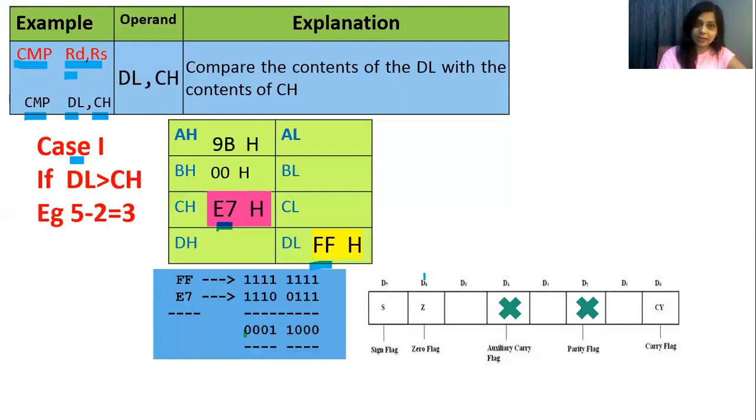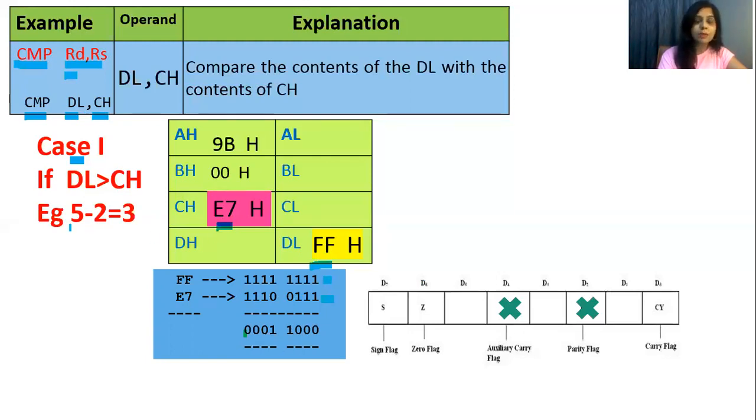Now let's take an example wherein we have written compare DL comma CH. That means subtract the contents of the CH register. What does the CH register hold? E7. So this E7 is subtracted from the contents of the DL register. What does the DL register hold? FF. So it is FF minus E7. So we got this result.